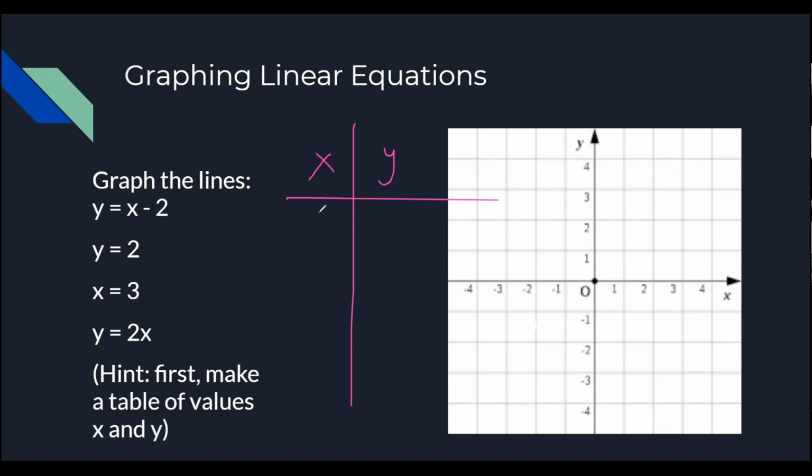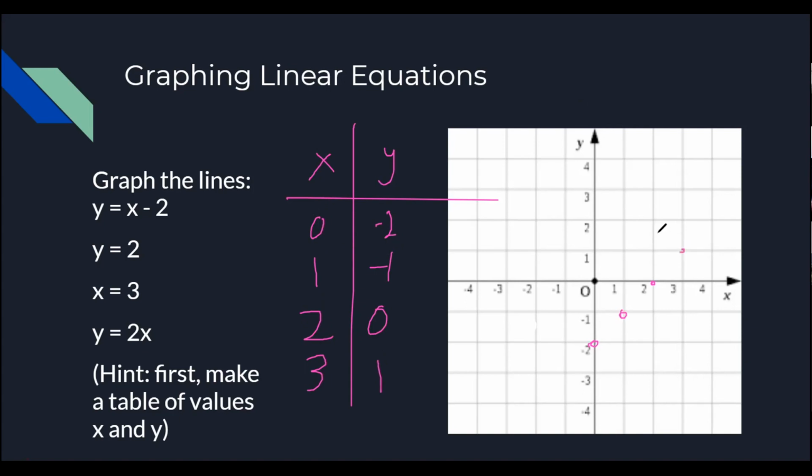So let's start at x equals 0. Y would equal 0 minus 2. So when x equals 0, y equals -2. When x equals 1, y equals -1. When x equals 2, y equals 0. X is 3, y is 1, and so on. Okay, so let's plot those points. 0, -2 is here. 1, -1 is here. 2, 0 is here. 3, 1 is here.